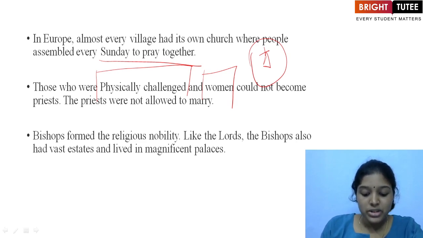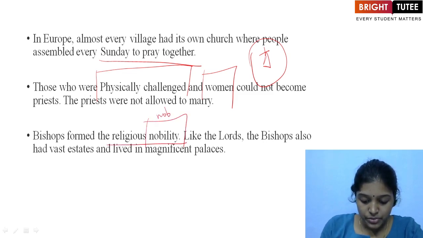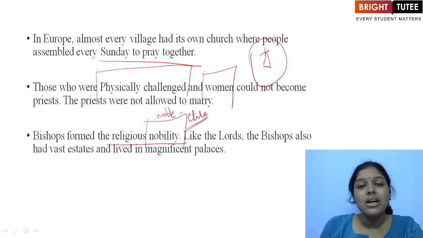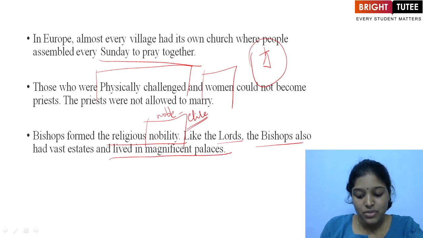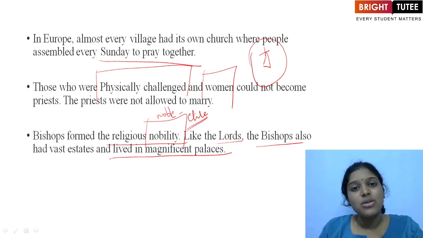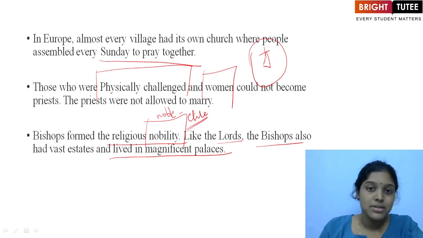And bishops formed the religious nobility. So the bishops were the noble class, or the elite section, with a larger influence on society. And like the lords, that is the landholders, bishops also had vast estates and lived in magnificent palaces. They are called nobility or the noble class because they also owned large estates, that is large parts of land, and they lived in very big castles or magnificent palaces.